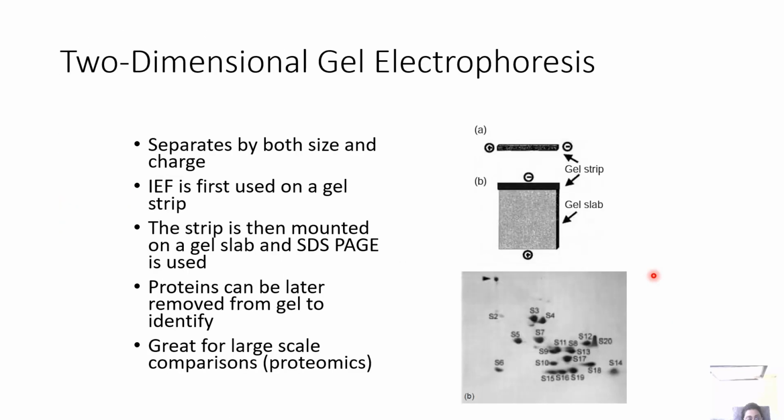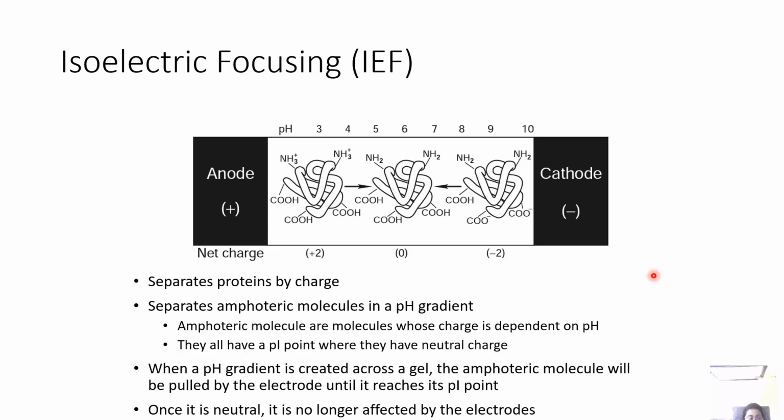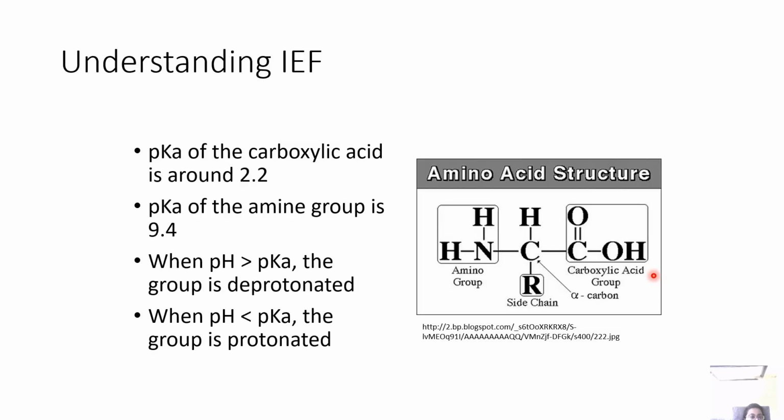We will directly go to isoelectric focusing. So what happens? It separates proteins by charge, separating amphoteric molecules in a pH gradient. Amphoteric molecules are molecules whose charge is dependent on pH, and they all have a pI point where they have neutral charge. When a pH gradient is created across a gel, the amphoteric molecules will be pulled by the electrode until they reach their pI point. Once it is neutral, it is no longer affected by the electrodes.